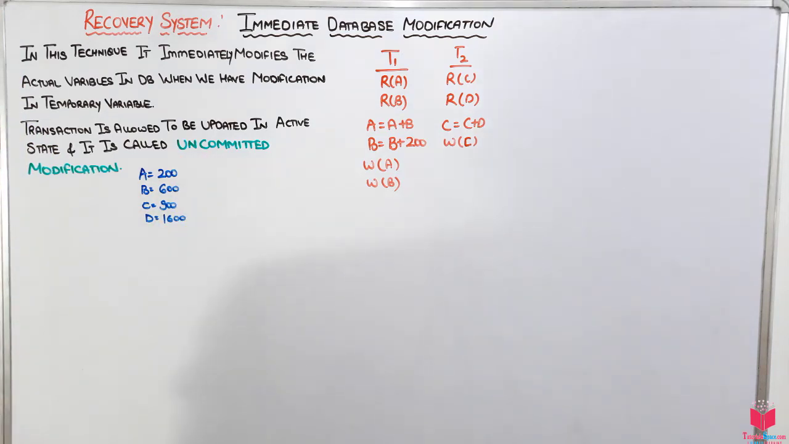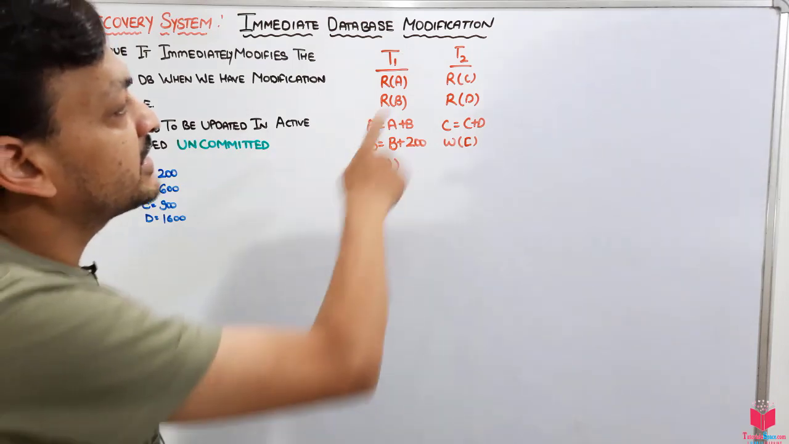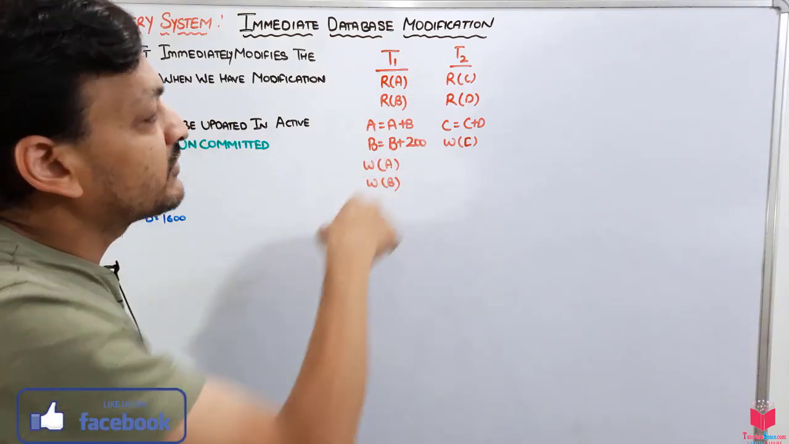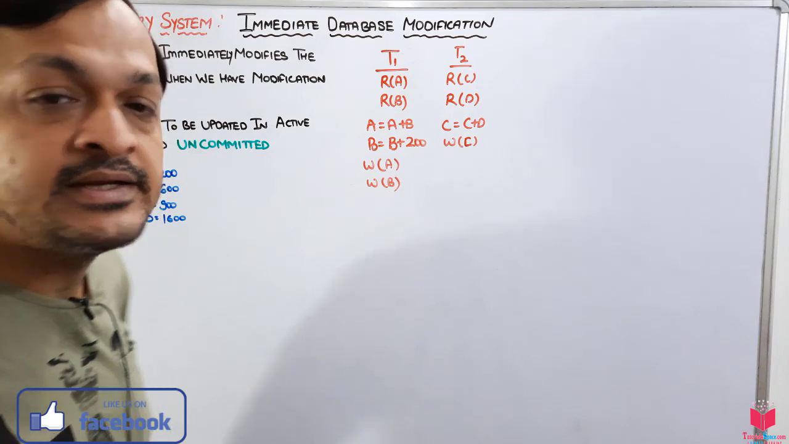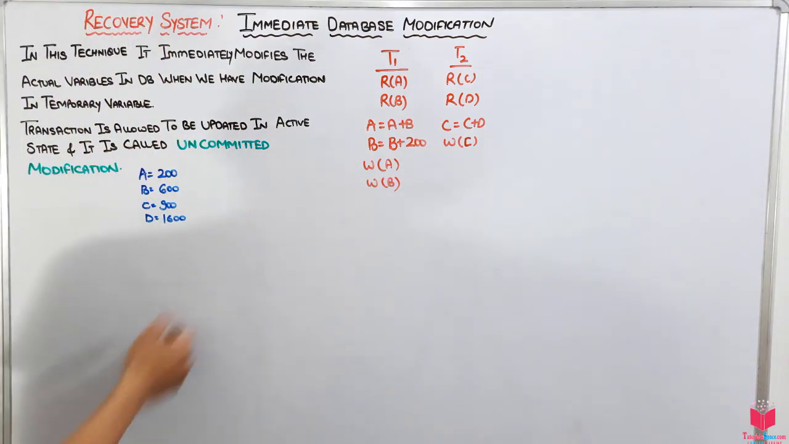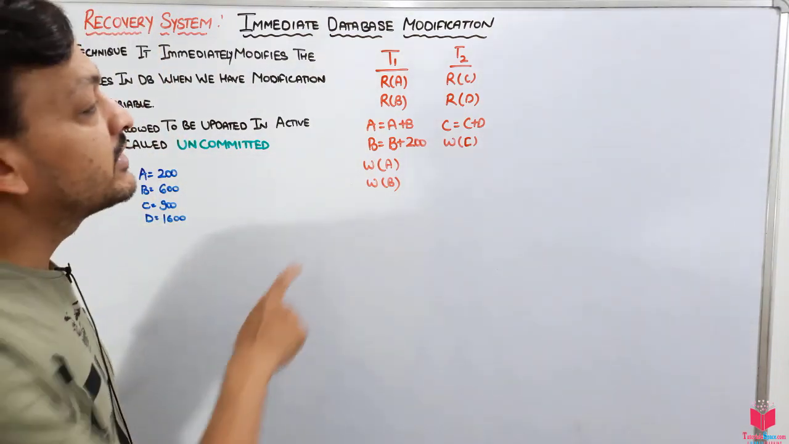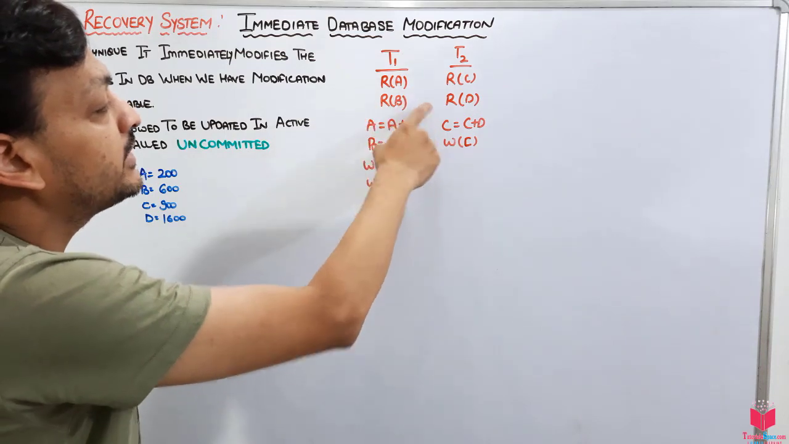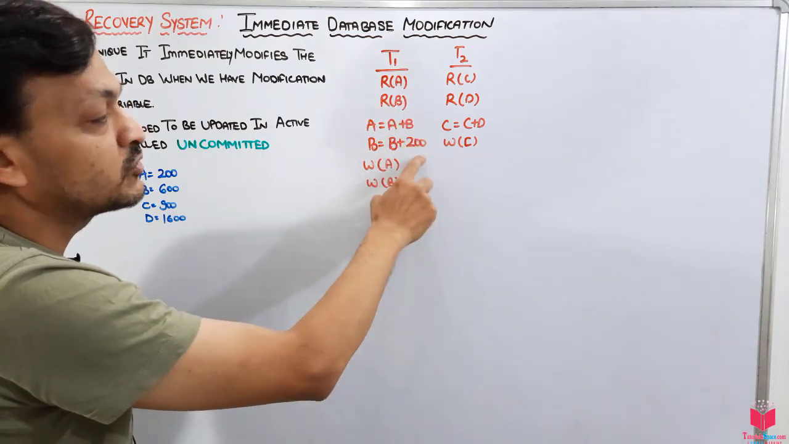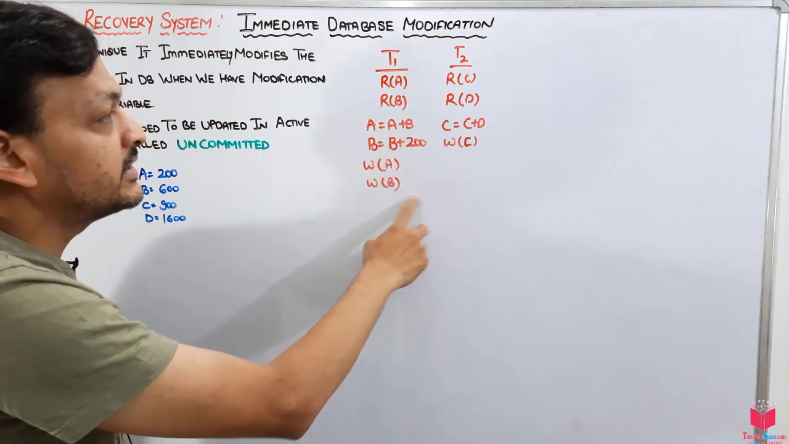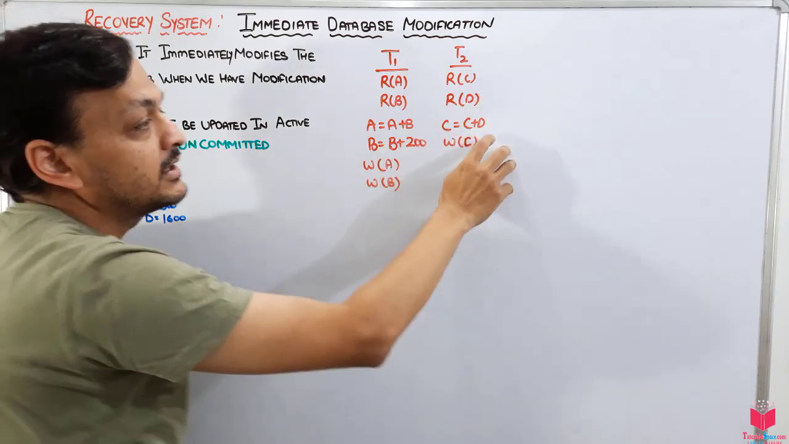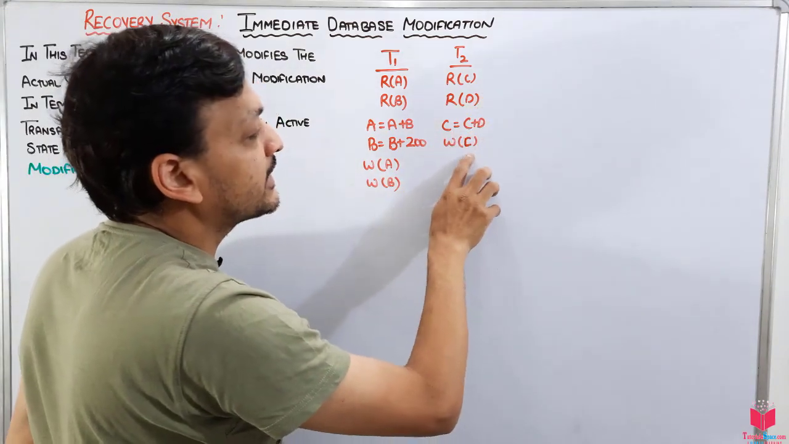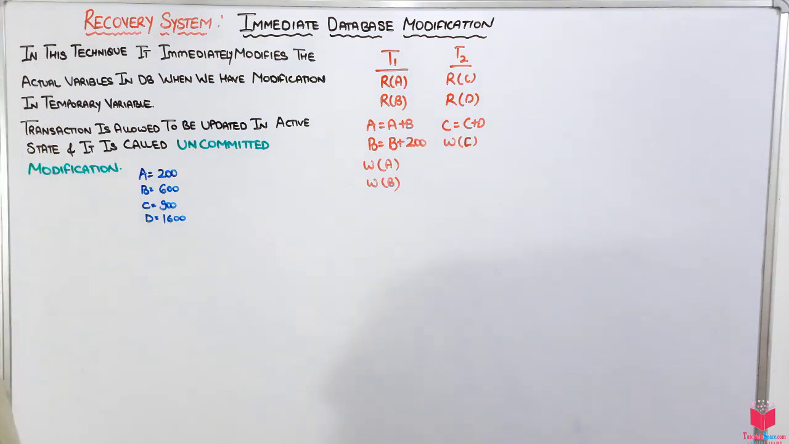Let's suppose we take two transactions here, T1 and T2. In this, we are working on four variables A, B, C, D, whose initial values are these. So in transaction T1, we are reading A, B, then A = A + B, then B = B + 200, then writing A and B. Then C and D will be read, then C = C + D, then write of C. Let's see what the log records are.